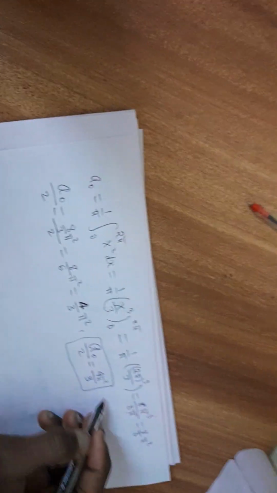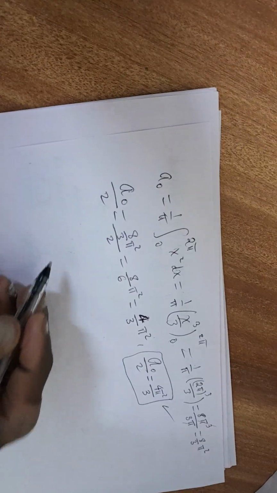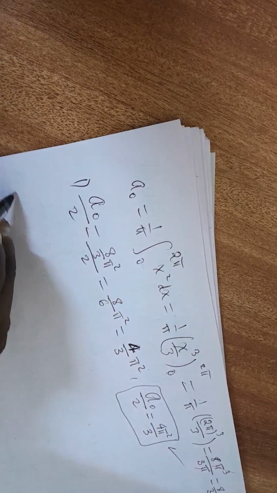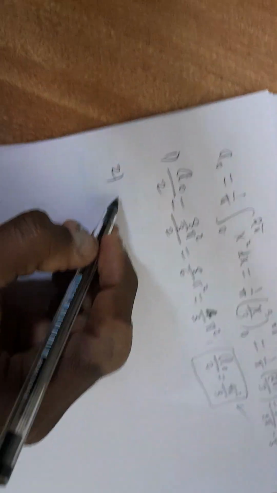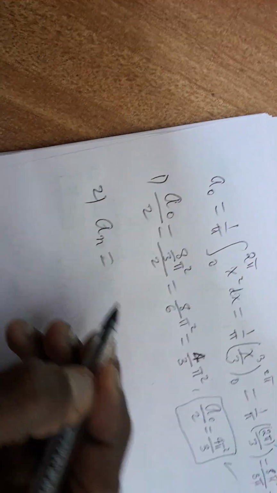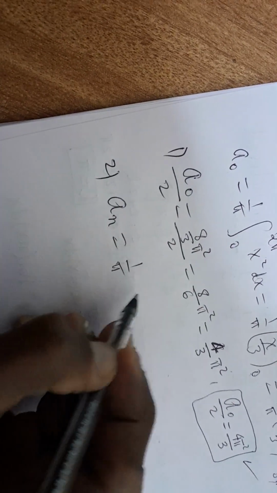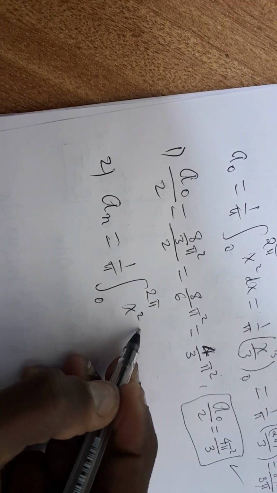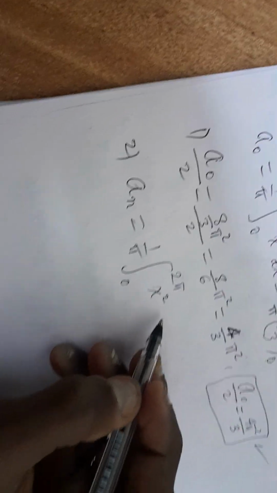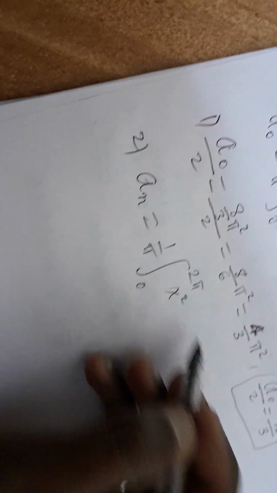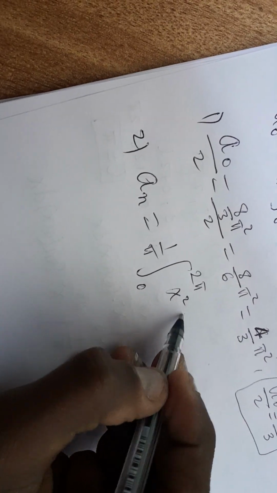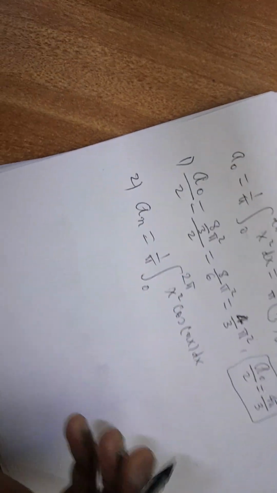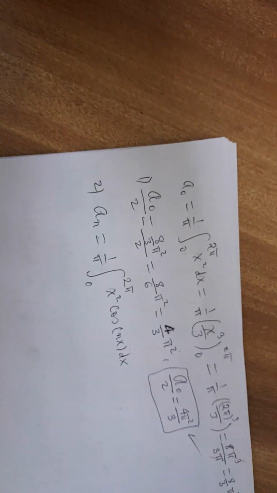Nice, done. Now, what is an? Just go to the formula. an is 1 upon pi, integration from 0 to 2 pi, and this will be x squared cos of nx dx. Just remember, you can pause the video and see.